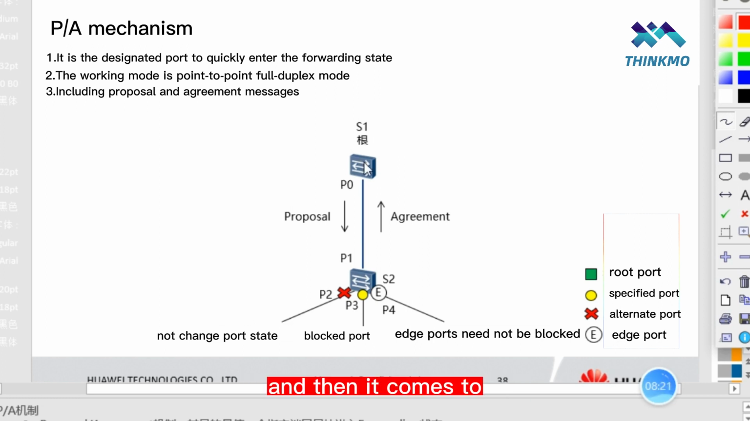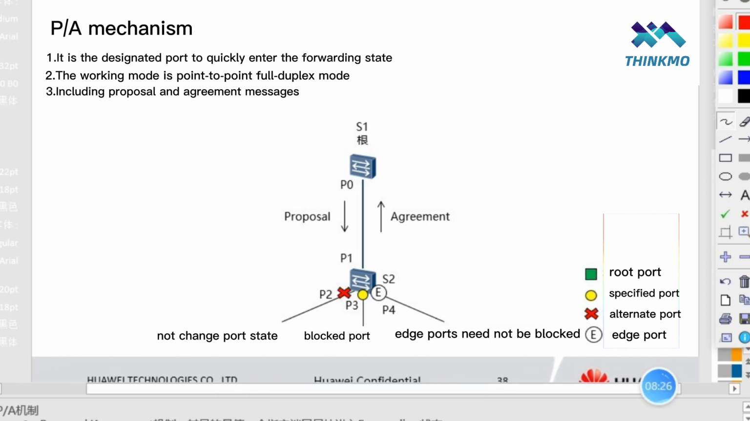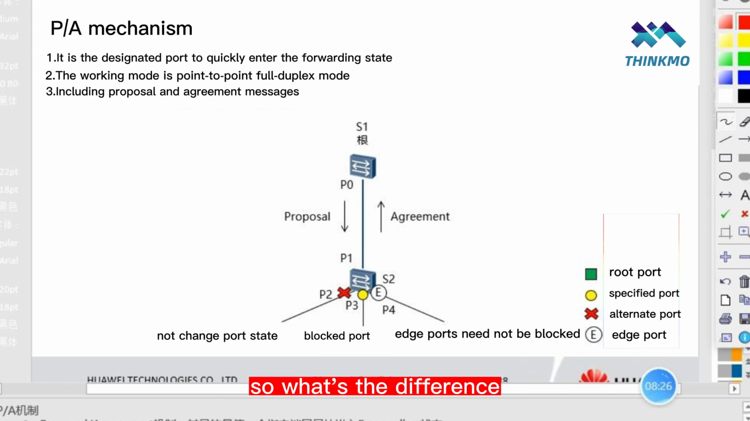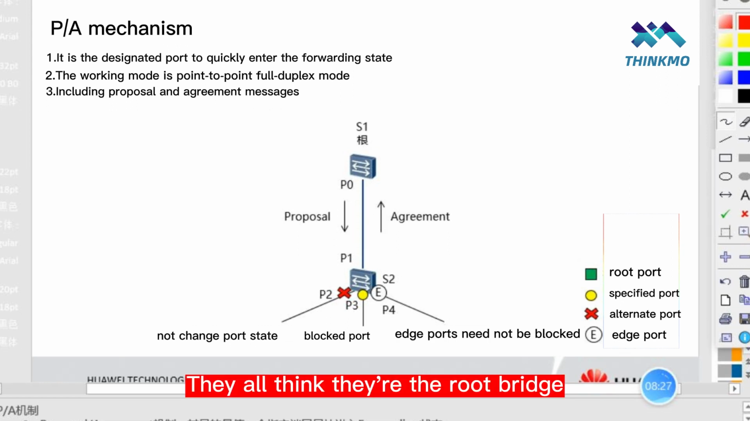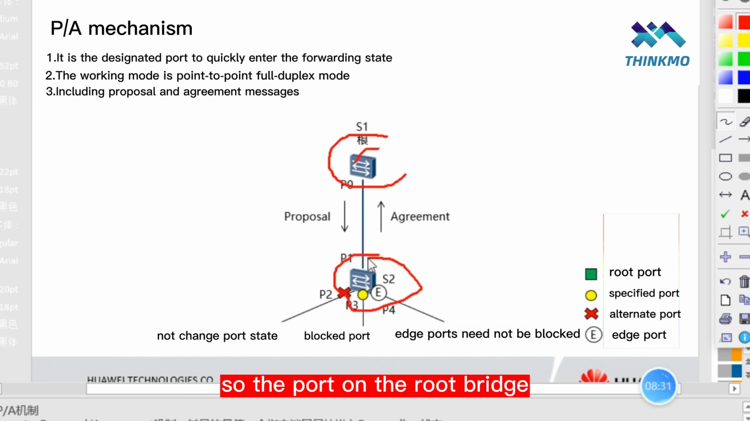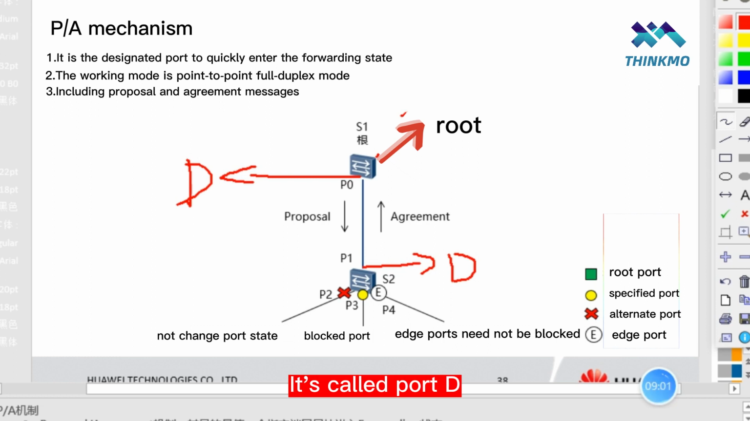And then it comes to the enhanced PA mechanism. It's basically the same as what we've been talking about, similar to the normal PA mechanism. So what's the difference? Let's start with everybody thinking they're the root bridge. So the ports on the root bridge are both in discarding state by default. It's called port D.